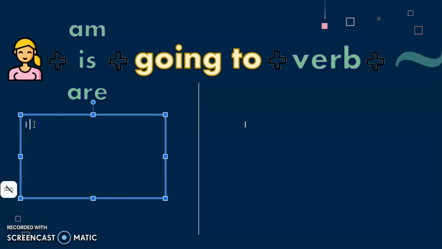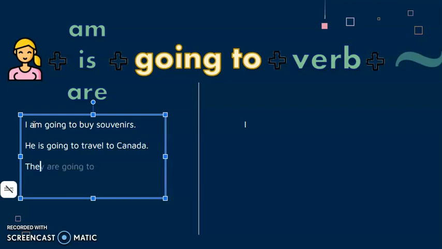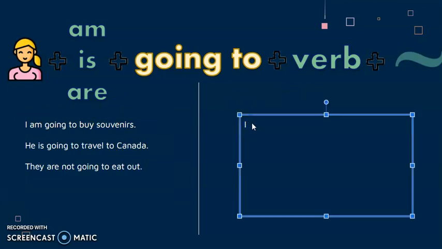For example, if I say I am going to, and a verb, buy souvenirs. But if my subject is he, he is going to travel to Canada. But if I say they are not going to eat out. Now, if I want to make negative sentences, what I have to do is to place not after am, is, are. For example, I am not going to buy souvenirs.